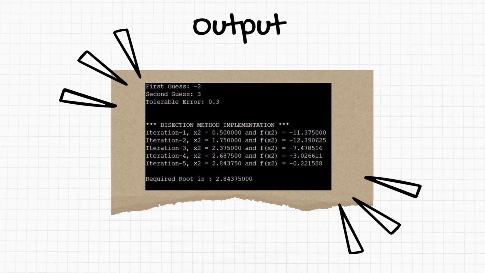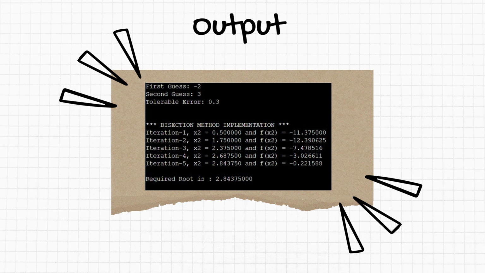There you have it. The bisection method was used to find the root of a cubic function with an initial guess of -2 and a second guess of 3, aiming for an accuracy within 0.3. The algorithm iteratively narrowed down the possible root, calculating a midpoint and adjusting the bounds based on function values. After 5 iterations, the method found that the root is approximately 2.84375 with a corresponding function value close to 0.